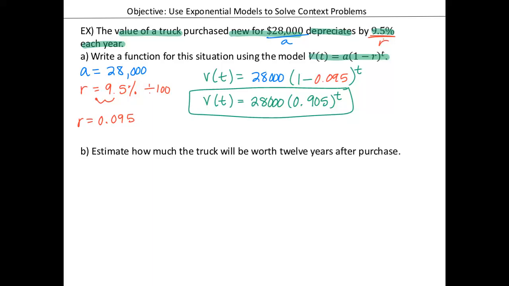It's a decay, so because it's a decay, this is less than 1. All the other examples we had were 1 point something. It's a growth, but a decay, it's actually going to be smaller than 1.